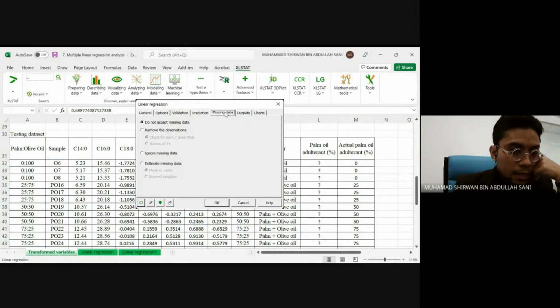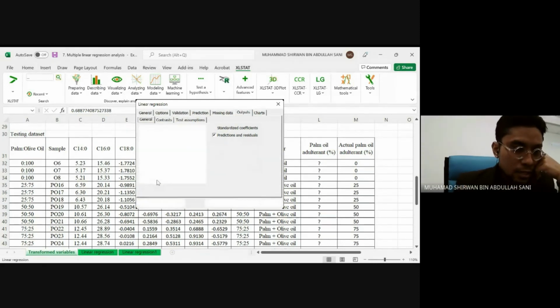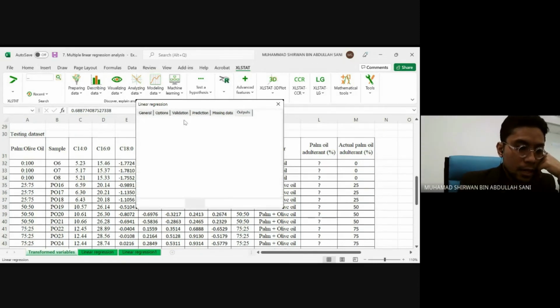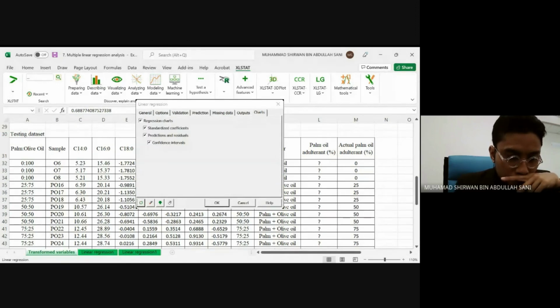And then for missing data, do not accept missing data. Output for general, tick all of it except type 1, 3, SS, accept press, accept interpretation, we don't want. For contrast, let it be. Test assumption, still stick to the similar one, normality test. And for charts, just tick all of it. Okay. Then you can click OK.